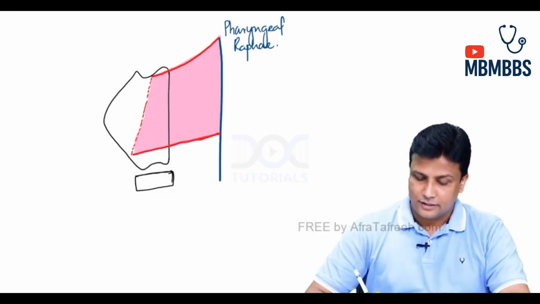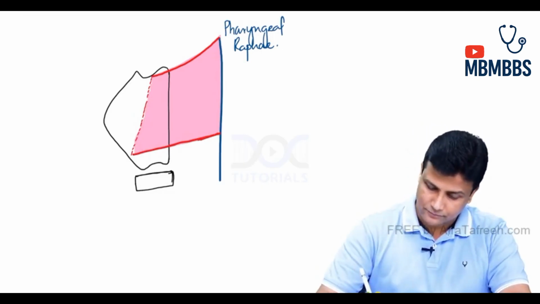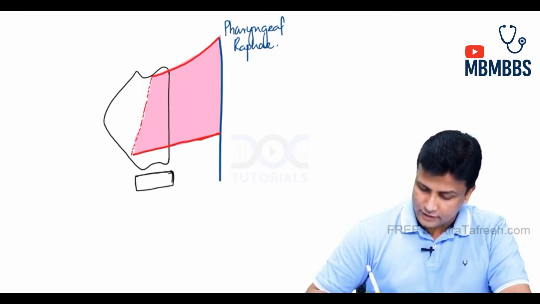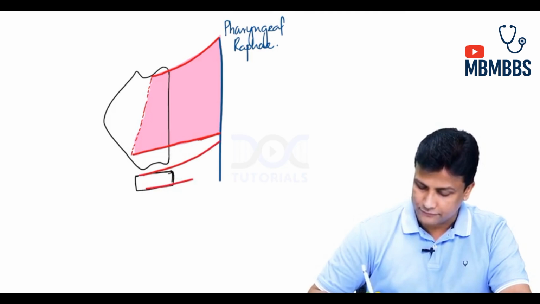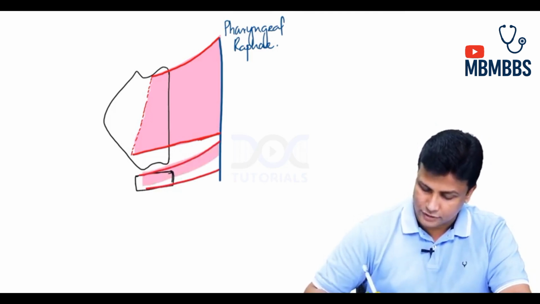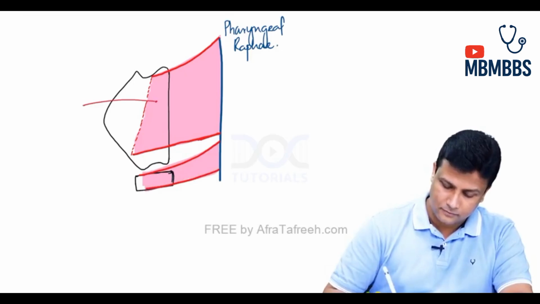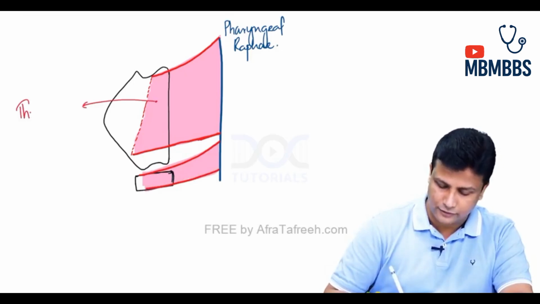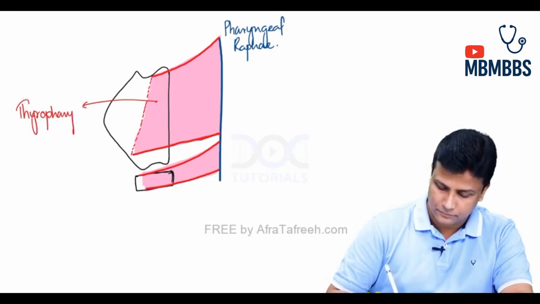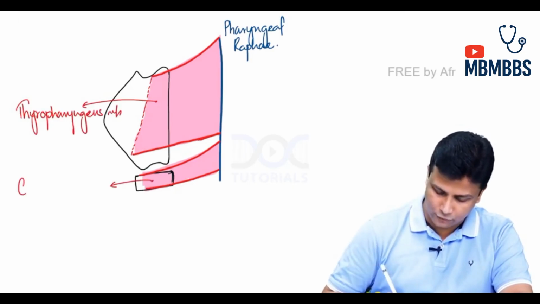Now, if this is the thyropharyngeus muscle, what about the cricopharyngeus? It is actually from the cricoid cartilage. So, from the cricoid cartilage to the pharyngeal raphe here, you just imagine this one here to be the cricopharyngeus muscle. Perfect. So let me just write down the name here, guys. This muscle here will be the thyropharyngeus muscle. And this one here will be the cricopharyngeus muscle.